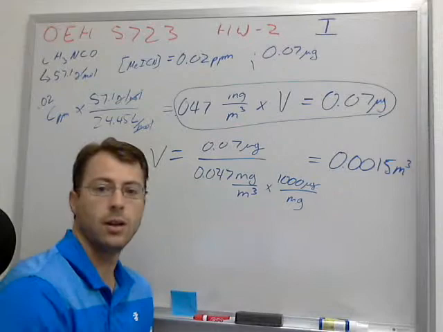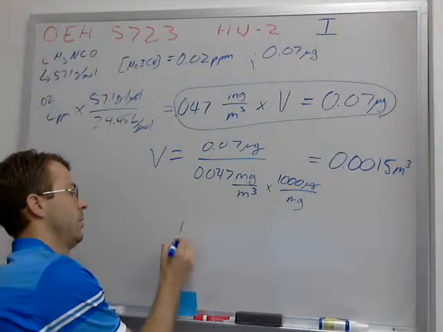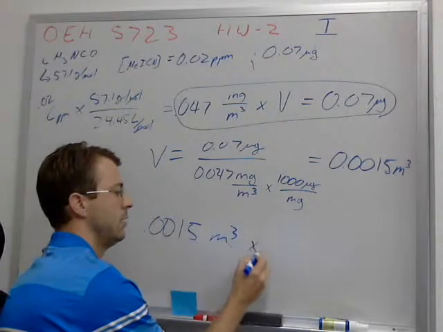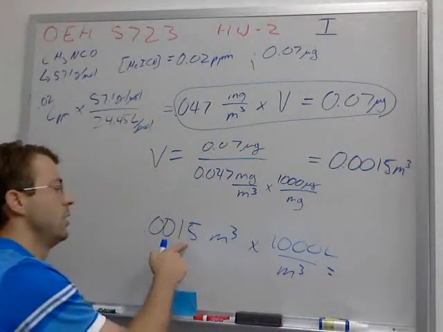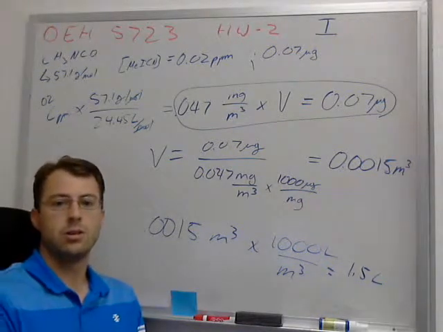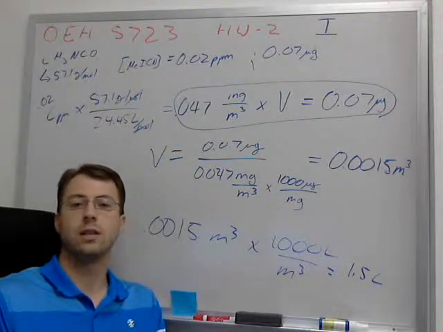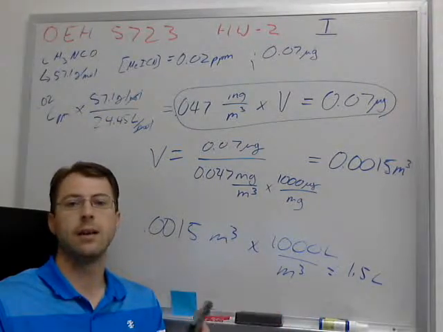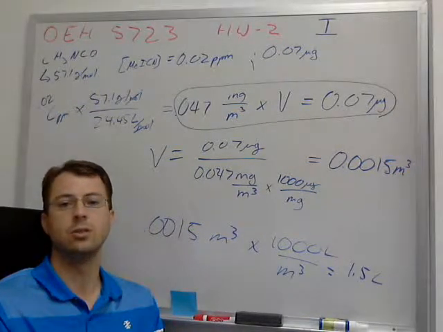Okay, so the problem asks for it in liters. So a cubic meter is 1,000 liters. So 0.0015 cubic meters times 1,000 liters per cubic meter equals 1.5 liters. So in order to ensure that you collect enough sample that the lab will give you a meaningful result, you need to collect at least 1.5 liters of this air if you're needing to be able to monitor down to 0.02 ppm.